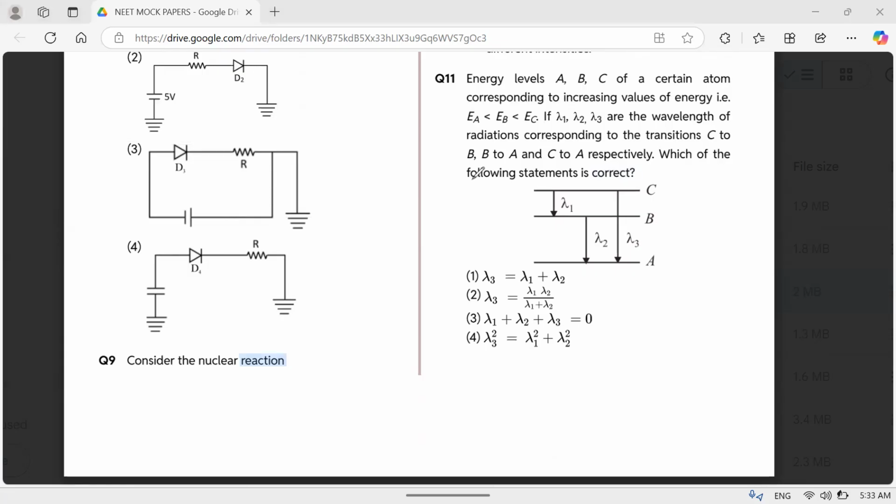Say the electron is jumping from C to A, then C to B. Lambda 1 is from C to B. Then B to A is lambda 2. Then from C to A is lambda 3. So can I say that the energy of C minus energy of B, plus energy of B minus energy of A, will be equal to energy of C minus energy of A.